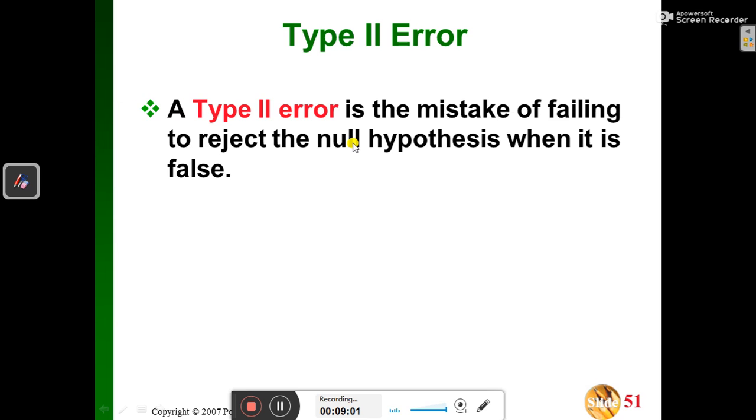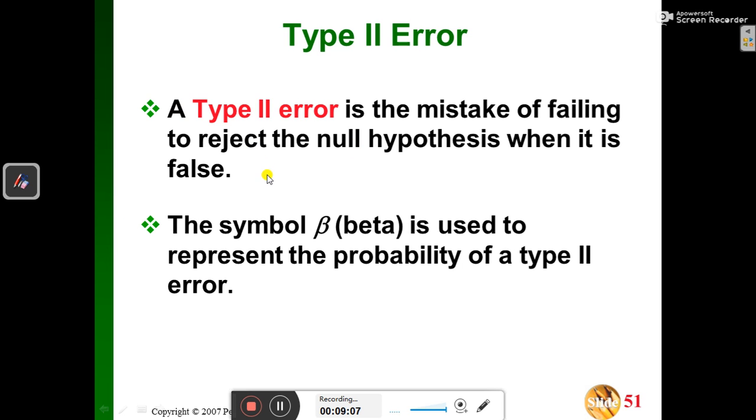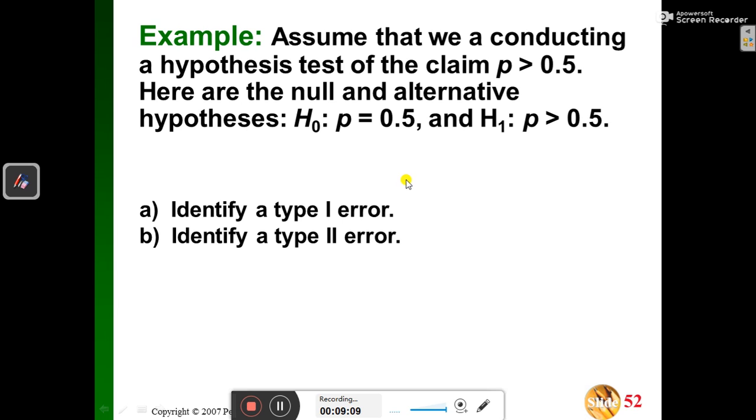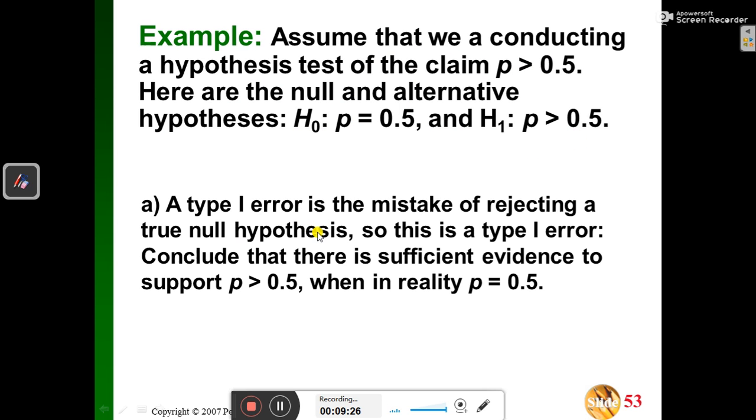But in case of a type 2 error, we fail to reject the null hypothesis when it is actually false, which should be rejected. So for example, assume that we are conducting a hypothesis test of the claim p greater than 0.5. Here are the null and alternative hypotheses: H0, p equal to 0.5, and H1, p greater than 0.5. Identify a type 1 error, identify a type 2 error.